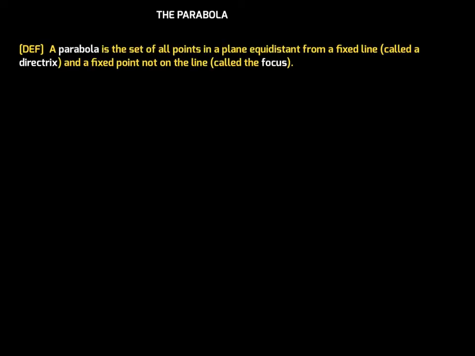Here's a definition for a parabola. It's a set of all points in a plane equidistant from a fixed line called a directrix and a fixed point not on the line called the focus. So I want you to notice that you have these two very important things. One's a line called a directrix, and the other one is a point called a focus. All right, let me give you a picture that would help us understand the definition of a parabola.